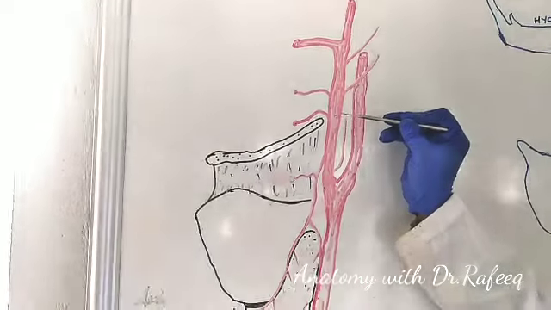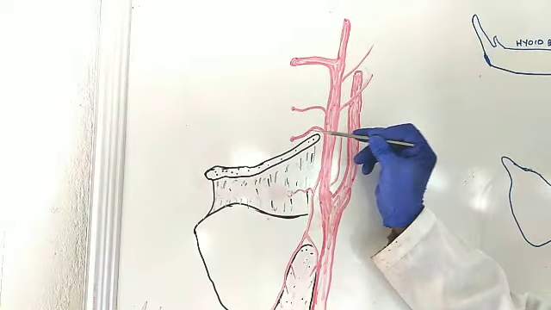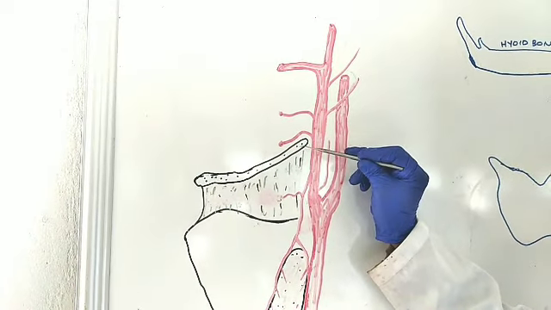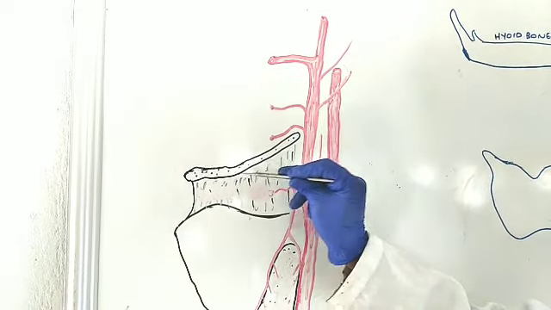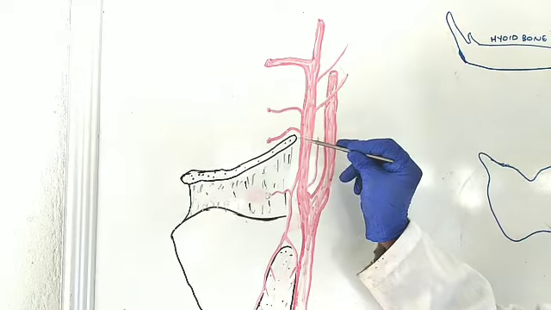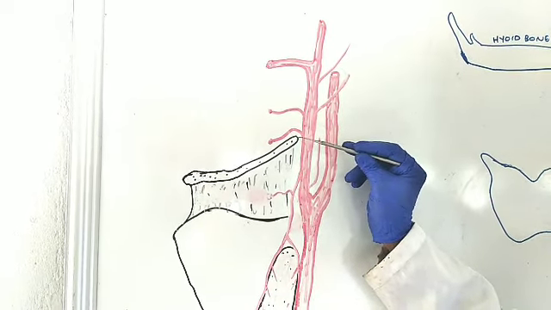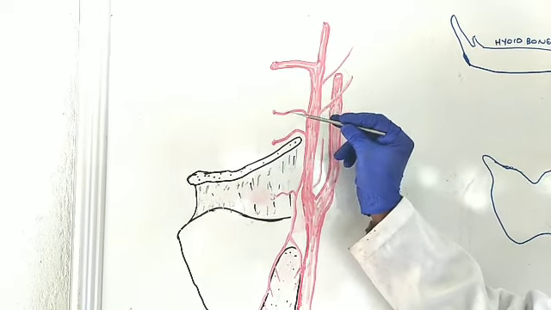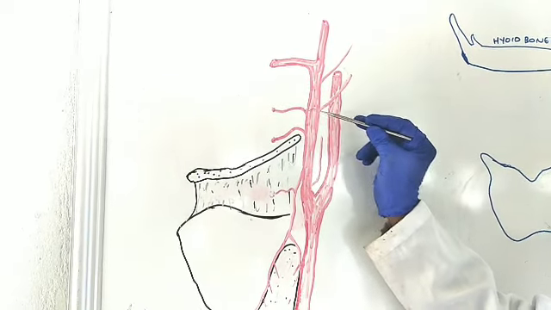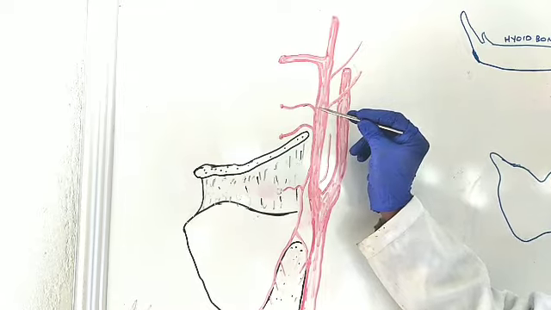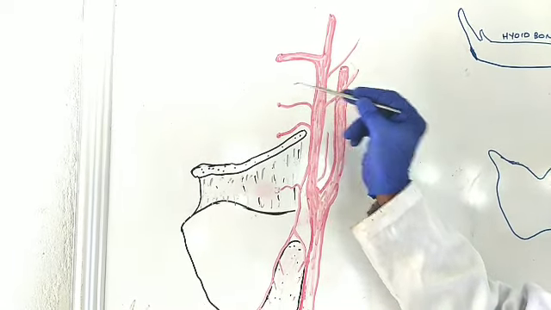Another branch, again from the ventral aspect, is the lingual artery, which arises very close to the greater horn of the hyoid bone. This is the hyoid bone. Another ventral branch, lingual artery, will go to the tongue. Just above the greater horn, another ventral branch we got, that is the facial artery. This is the facial artery that has a cervical part and a facial part that we will detail later.